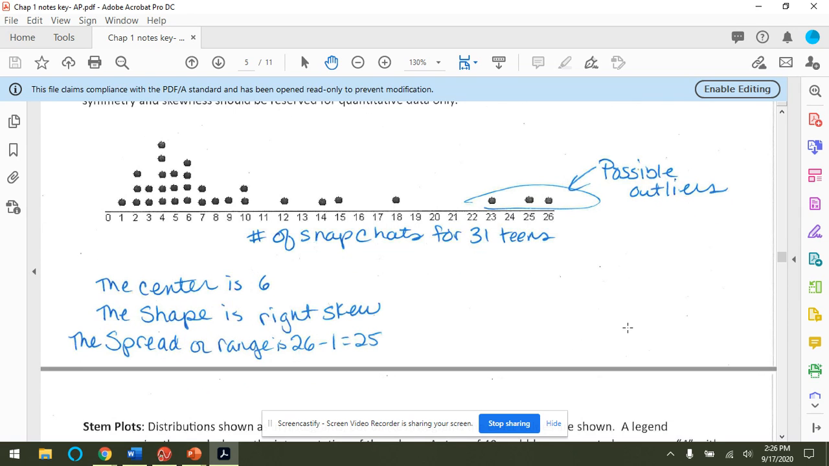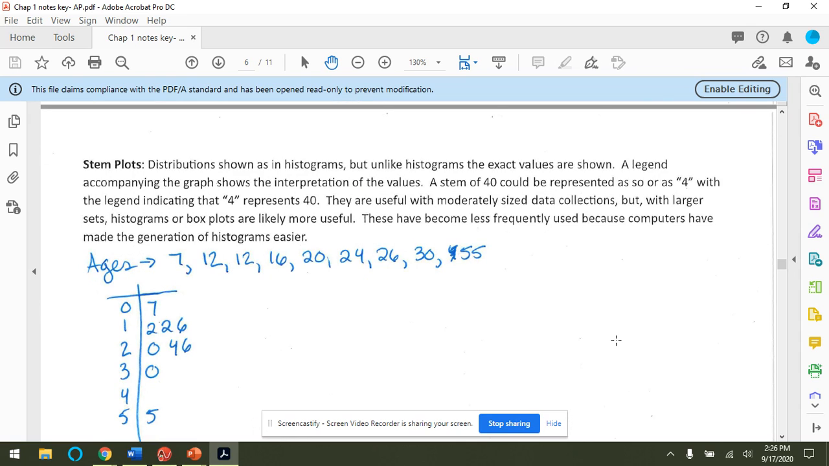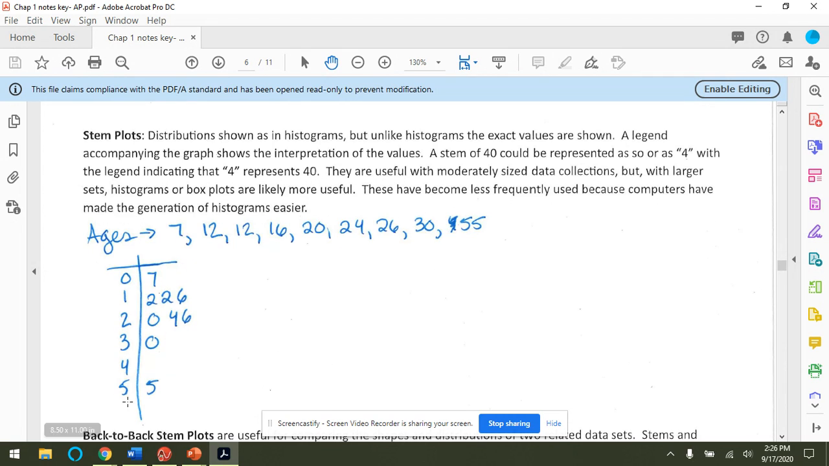Okay. The next type of graph we can have is a stem plot. You guys have seen these graphs a million times. So a stem plot, let's say I gave you a data set of ages, and you've got all those ages here, 7, 12, 12, 16, 20. I set up my stem plot. When you were in middle school or elementary school, it was called a lot of times a stem and leaf plot, where here's a stem and then here's the leaf.